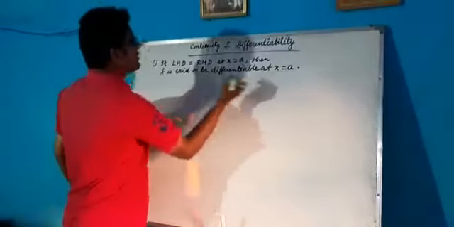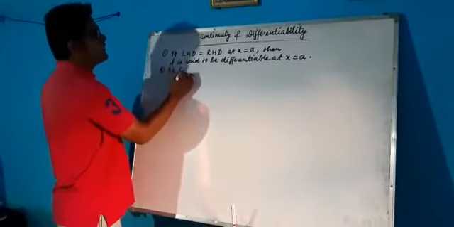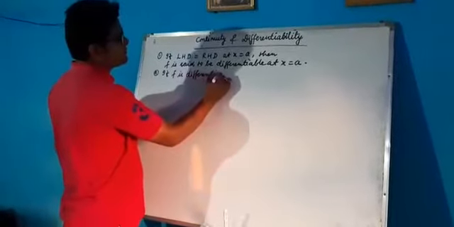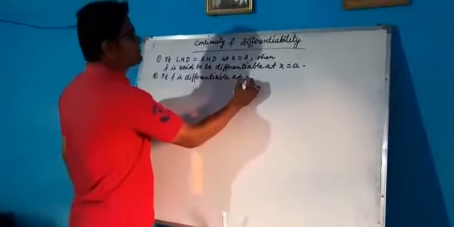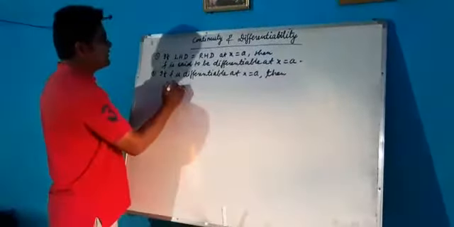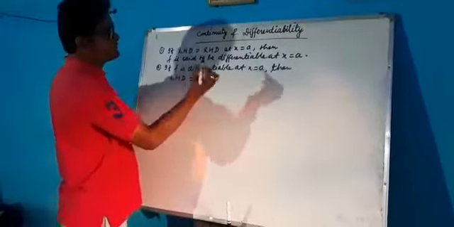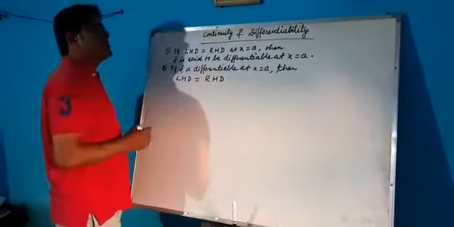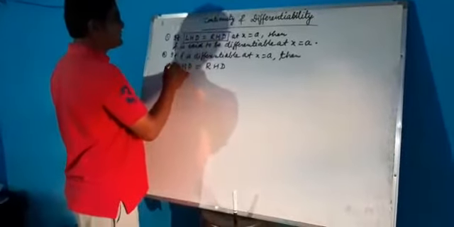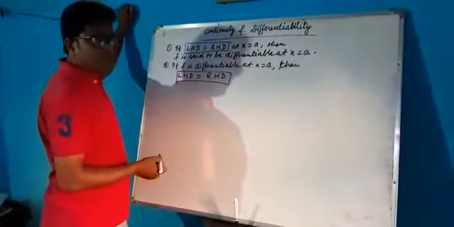The converse of this is also true. The converse is, if f is differentiable at x equal to a, then left hand derivative is equal to right hand derivative. So this is our main concern. Left hand derivative is equal to right hand derivative. Now what are these left hand derivative and right hand derivative? I am explaining you in short.